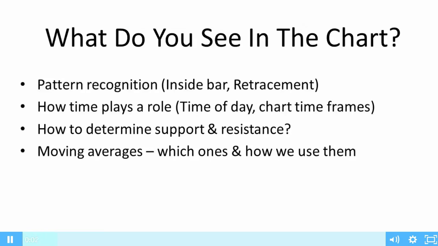The next important component that we're going to discuss is moving averages. We need to understand why we use moving averages, what they are, how they impact our trading, and how we use them to our advantage day in and day out. There are two primary types of moving averages.